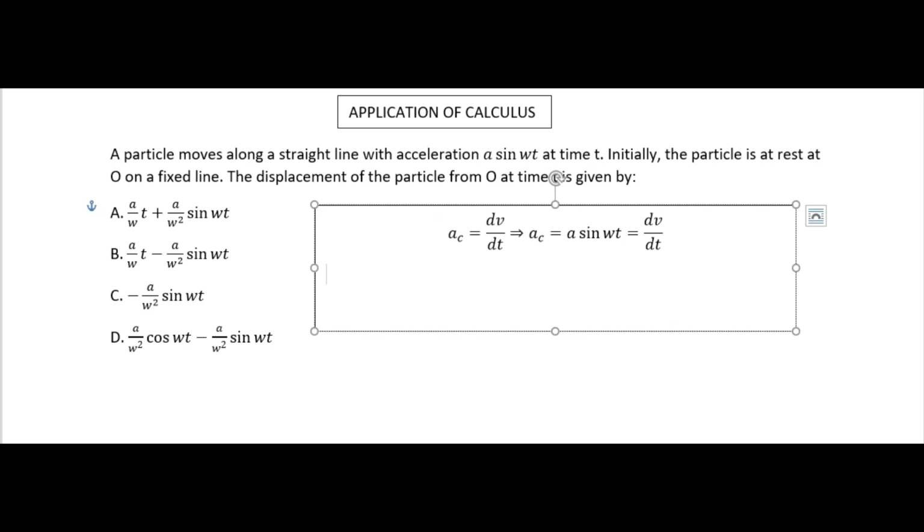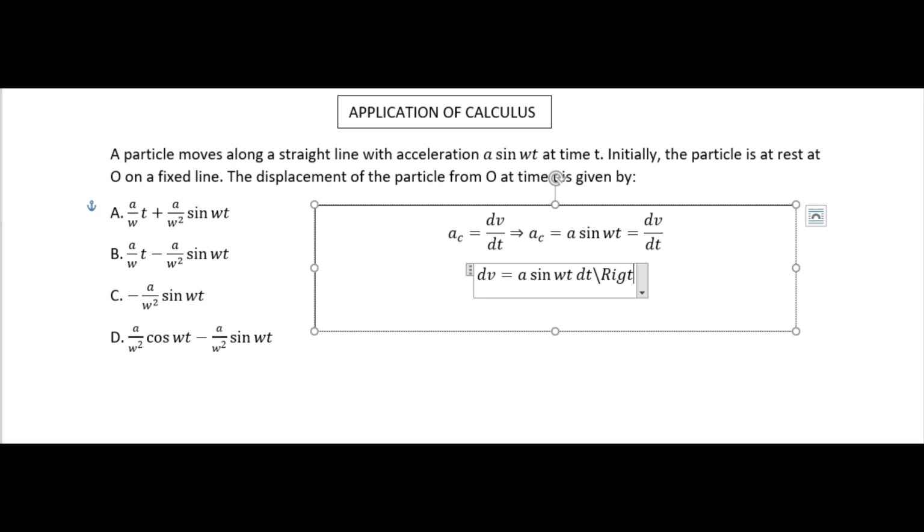Now to separate variables, I'm going to pair all the terms that are in terms of my variable t, and all the functions that are in terms of my variable v, and then I integrate separately. So I see that just dv is with v, and then I can cross multiply with dt. I'm going to get a sine of omega t times dt. I've succeeded in separating the variables.